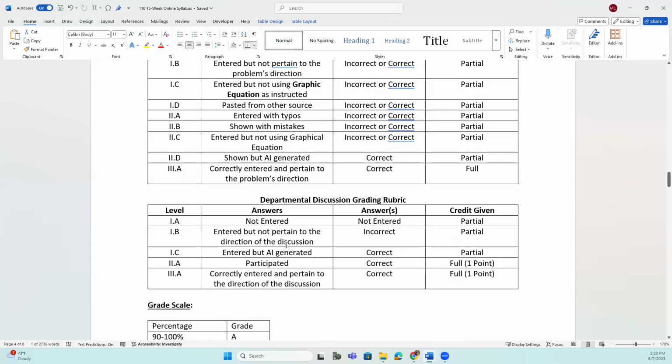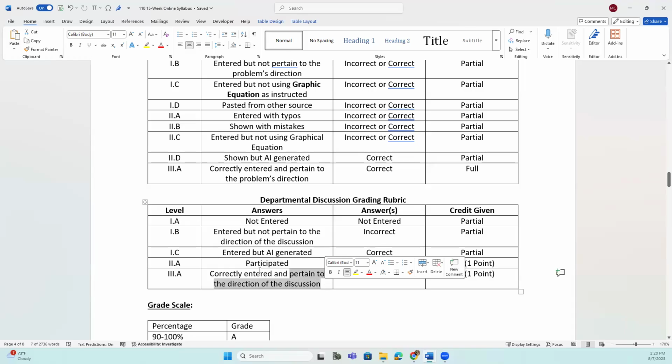For the discussion, if you participate in the discussion, if you just type something in there, then you actually get 1 point for it. Every discussion is worth 2 points. As I showed you earlier, the discussion might have 3 questions. So if you participate in all the questions, you get 1 point for every question you participate in. If it is correctly entered and pertains to the direction of the discussion, then you will actually get another point.